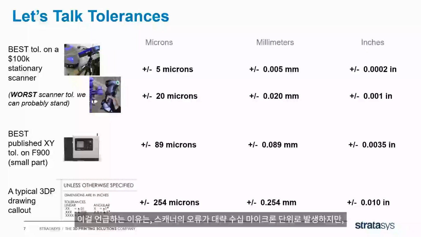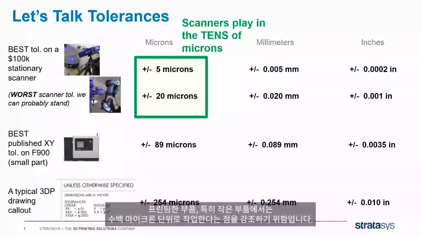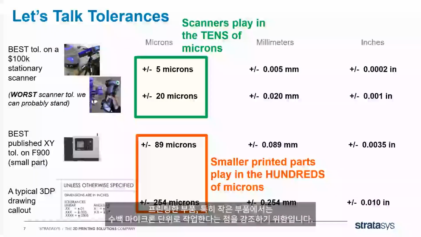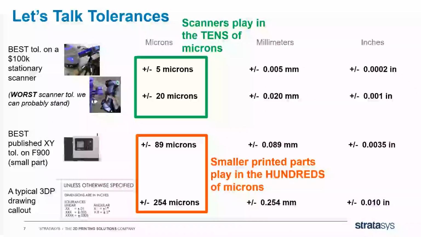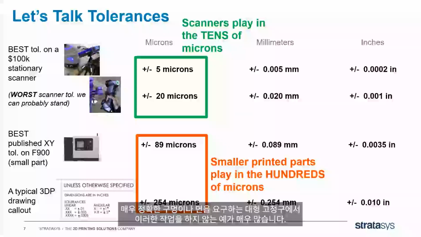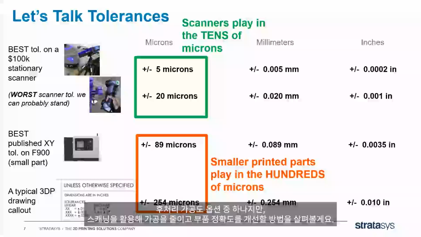I bring all this up just to point out that scanners play in the tens of microns, but printed parts, small parts, play in the hundreds of microns. If you need to get finer accuracy than that, you just print the part a little bigger and post-process machine it down, which not enough people do for very large fixtures that need very accurate holes or faces. Post-process machining is always an option.